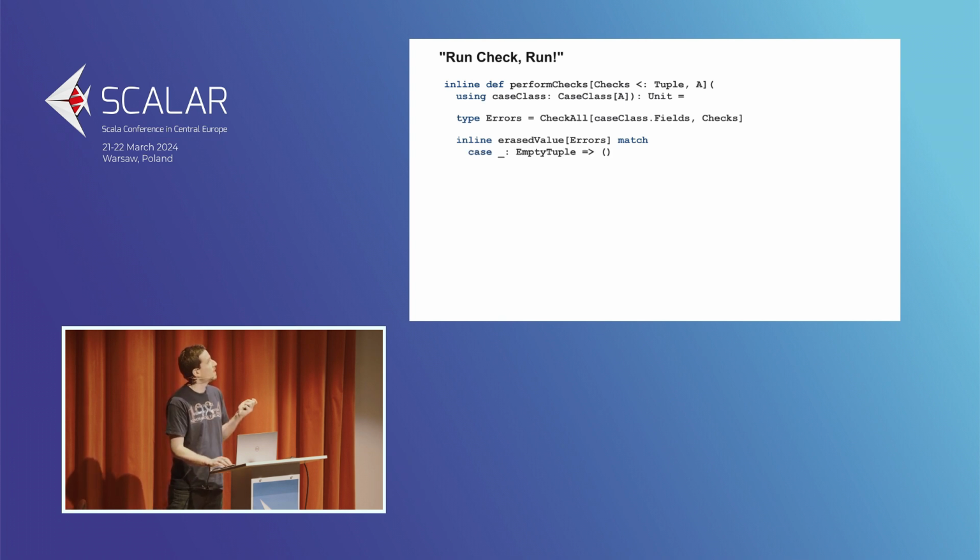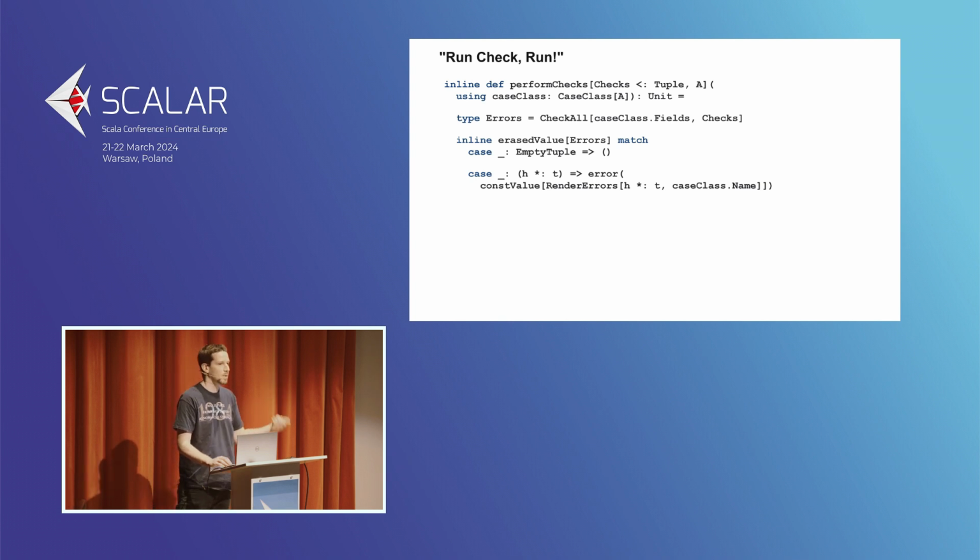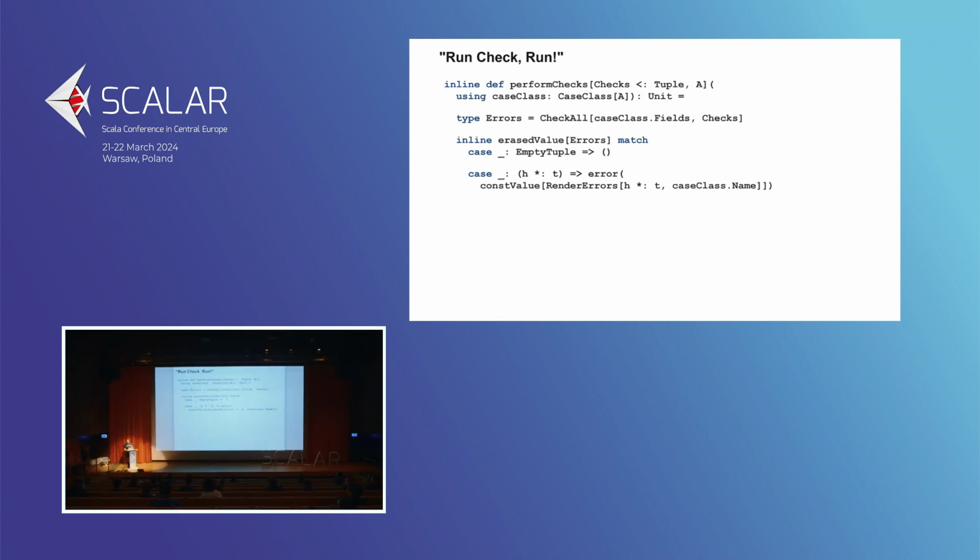And so in case we have an empty tuple, everything's okay, so no failures and everything is fine. But in case we have an error, we render the error list using the render function, and then we use constValue to drop it back from the type level as a string into a string constant that error can use and produce the error, which should abort compilation, and we're done. That's it. Are you excited?